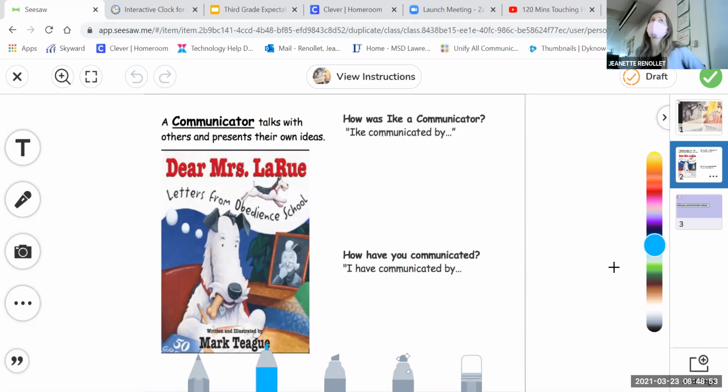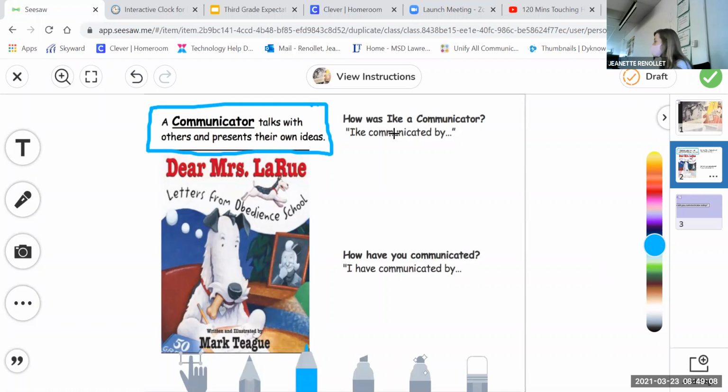After you have listened to Dear Mrs. LaRue, we're going to look at slide number 2 together. Our first thing says a communicator talks with others and presents their own ideas. As you get older, it is so important that you know how to talk with others, to share your feelings, to share your ideas. So today we're thinking about who is a communicator. Can you say communicator? Communicator.